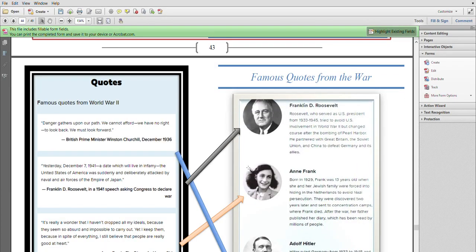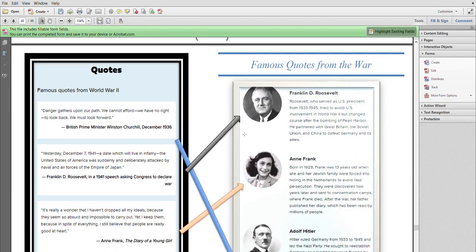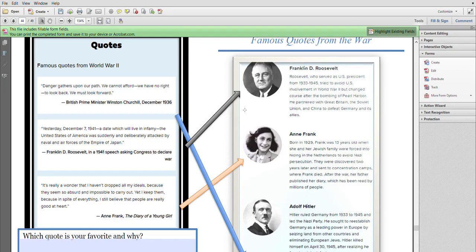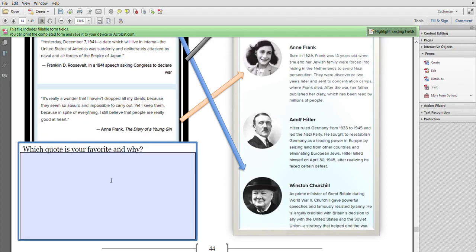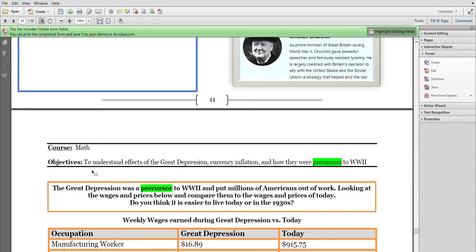Page 44, we have famous quotes from the war. The arrows help you to see who's being quoted here, and we have Adolf Hitler without a quote. And you're going to write down which one of these three, Anne Frank, FDR, or Winston Churchill, wrote your favorite quote and why.